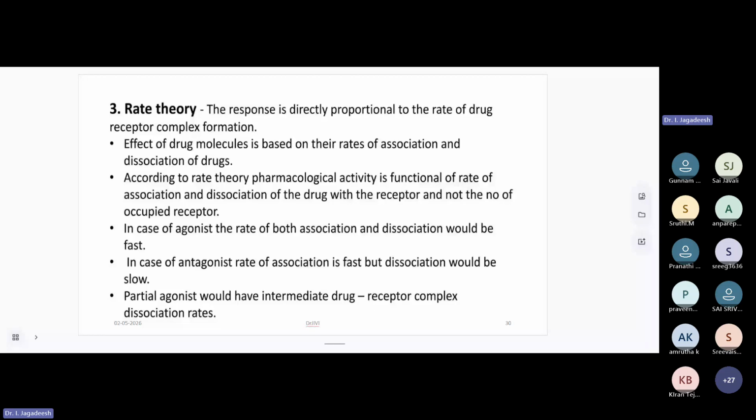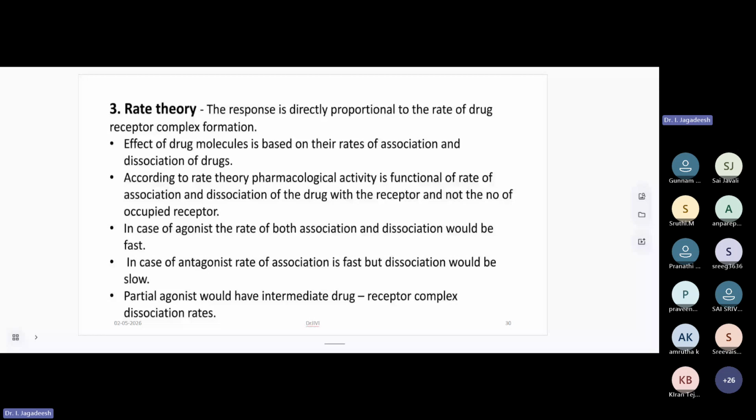According to the rate theory, pharmacological activity is fundamentally a function of the rate of association and dissociation of the drug with respect to the receptor, not the number of occupied receptors. We have already seen in the occupancy theory that all are occupied. There is a directly proportional development, until the receptor gets saturated. But rate theory says, my dear, it is not like that. It is the rate that is deciding. It is not about how many receptors are vacant to get occupied. So it may come to a plateau and appear to be pseudo first order, because the rate is the dominating phenomenon there. So it is so confusing now.